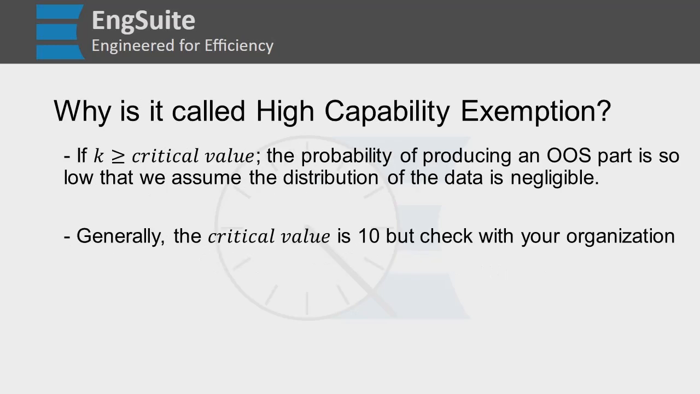Okay, so why is it called a high capability exemption? Well, most organizations, if they're using a high capability exemption, will have a critical value. So if k is greater than or equal to that critical value, the probability of producing an out of spec part is so low that we assume the effect of the distribution is negligible. Generally, this critical value is going to be 10, but make sure to check with your organization. Okay?